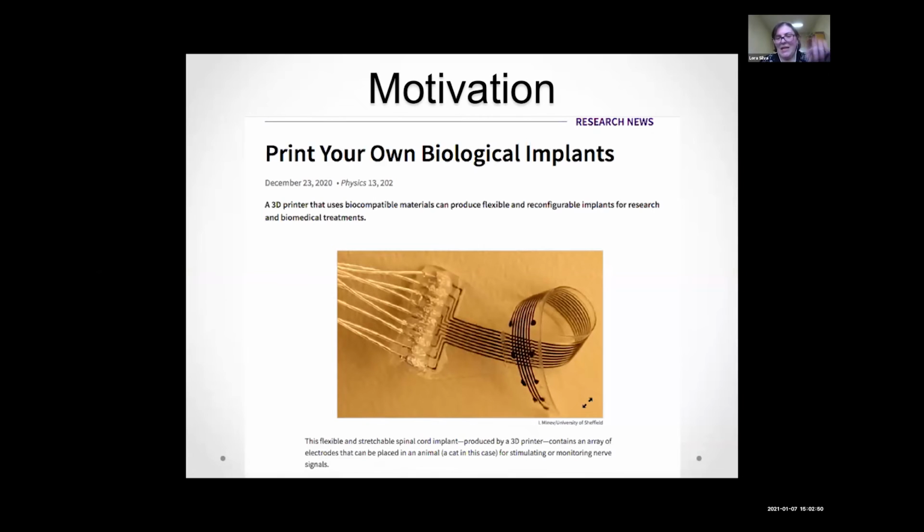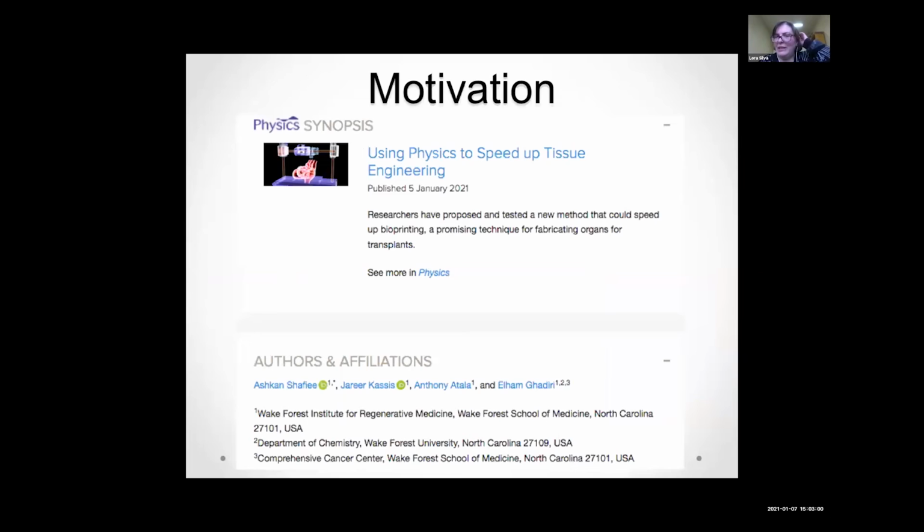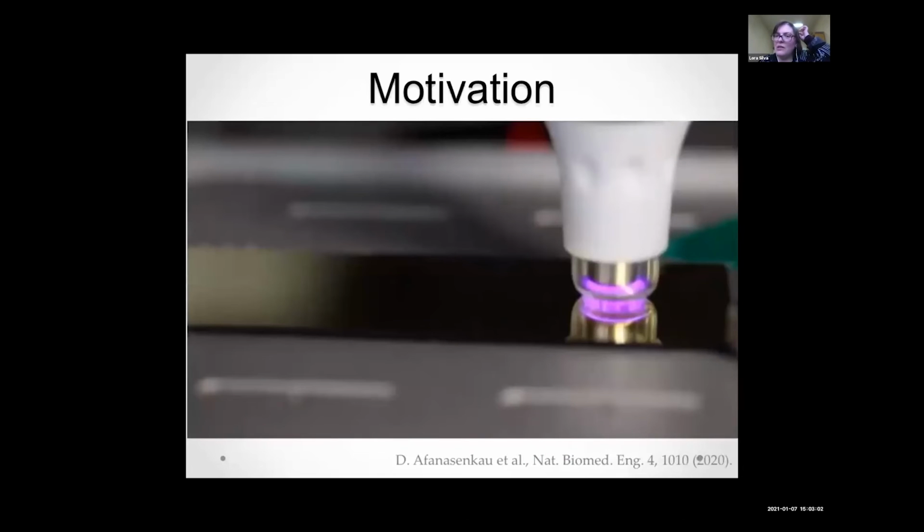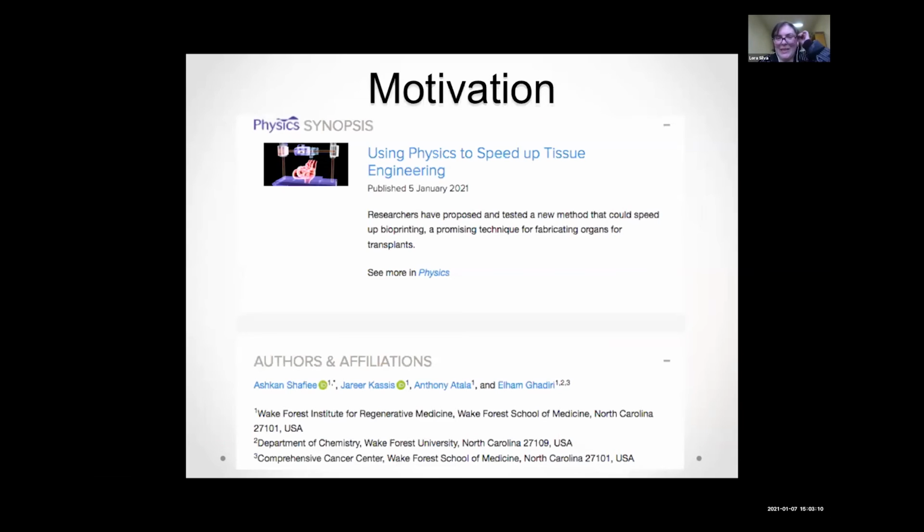So this just shows the printing of the array of electrodes using graphene as the ink. And these have actually been implemented in mice's brains in order to study the synapses of the brain. Well, yeah. And so this paper also came out very recently.